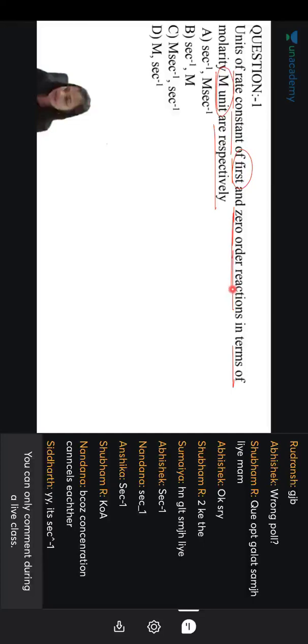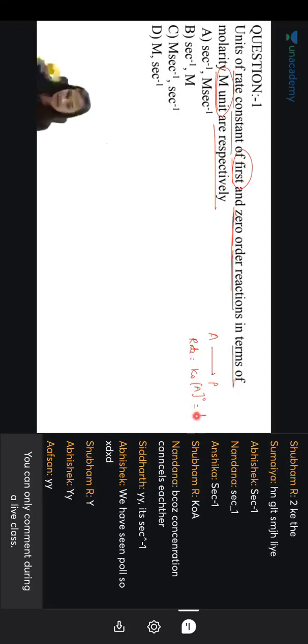Listen to me, guys. How did you derive the rate constant for the zero order? You were saying for the zero order, rate is equal to k naught and a to the power 0. This is what you said, right? Rate is also equal to dx by dt, that is the concentration. So if a to the power 0 is there, then I can say that dA is equal to dx by dt.